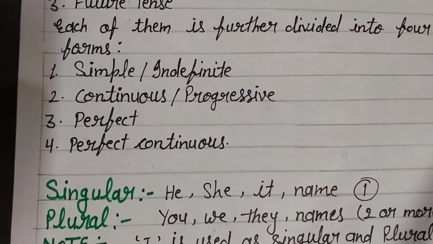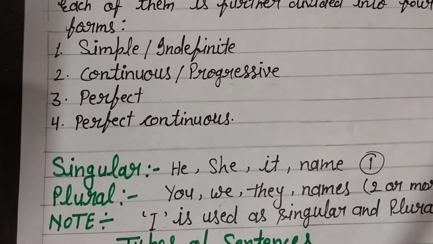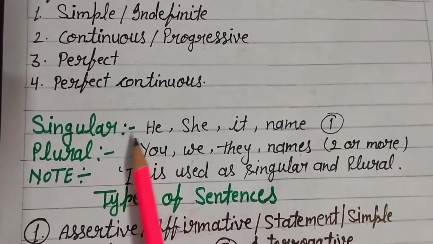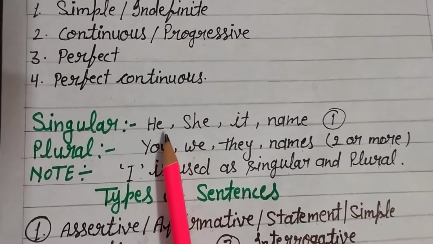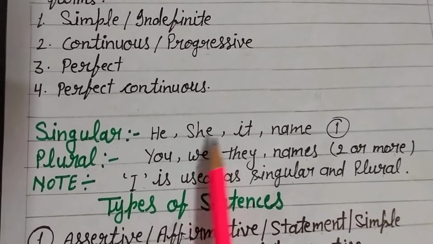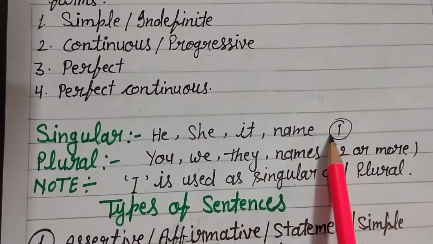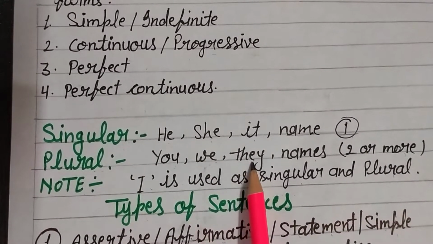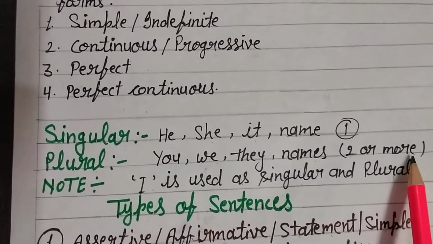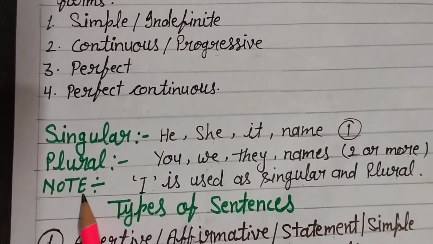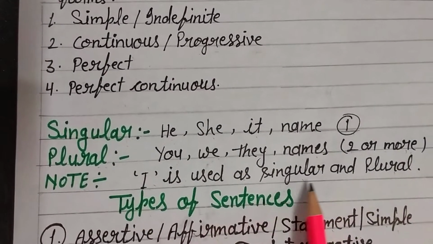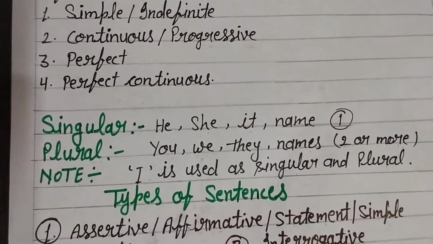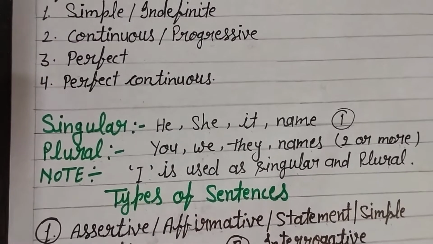So, in English, there are two types of subject or number. One is singular and the second is plural. In singular subject or number, we use he, she, it, and a name. Name means only one name. In plural, we use you, we, they, and names. Two or more than two names. Note: I is used as singular and plural. In tenses, I is used as a singular or plural number.